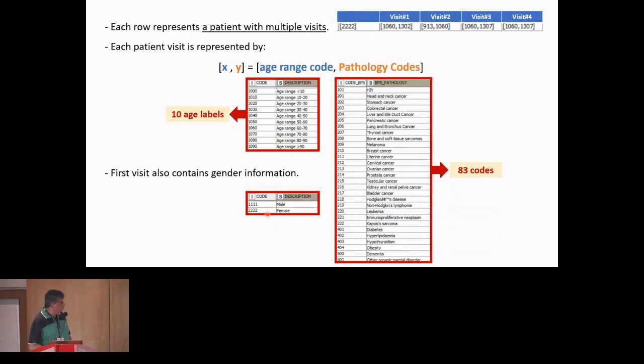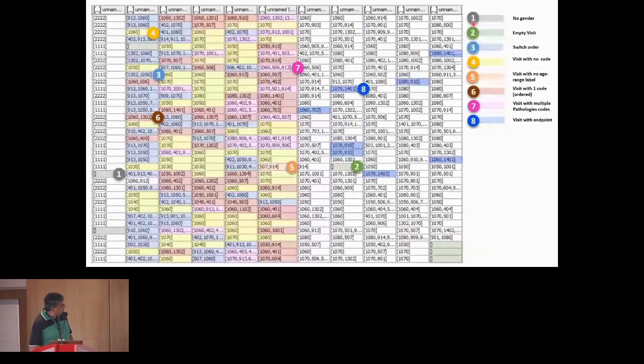If you look at the data, because I have some problem with colors, I asked my PhD student to put it in numbers. For example, number 1, records that have no gender. This one is missing gender, and I'm not sure why. Maybe the producer of the data can take care of this. Number 2, for example, is an empty visit. I'm not sure why we have it. If there is a sequence, why should we have an empty visit? Anyway, we dealt with all of this.